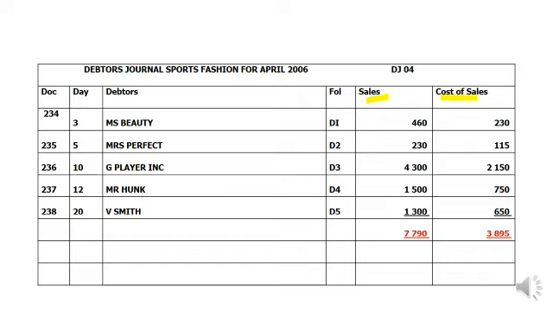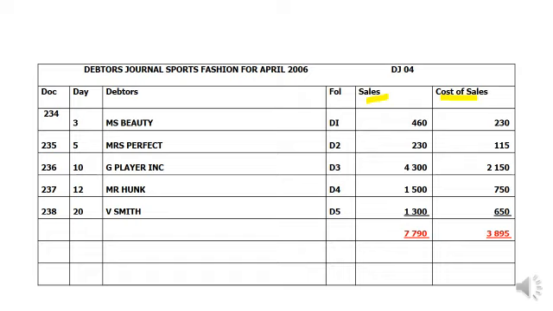Alright, so in this case, on day 3, Miss Beauty was a customer, so we write the name here. And this one you may even leave it, but it's fine, you can record it here. I've just done it for you so that you know how to record it when you do your other examples, your work in the workbook.